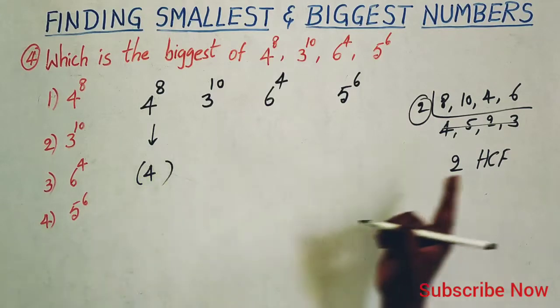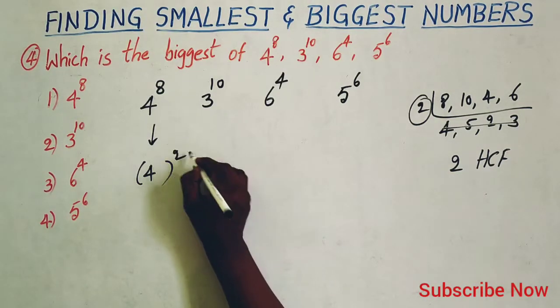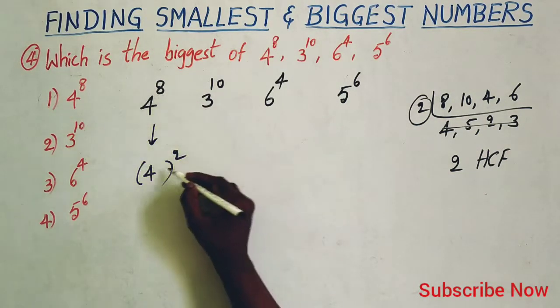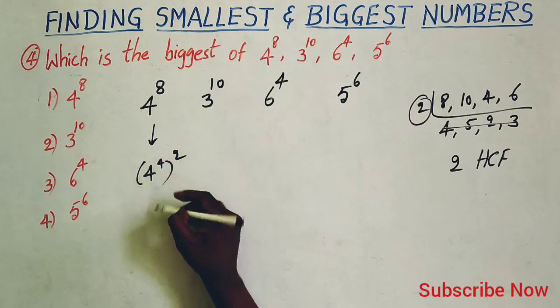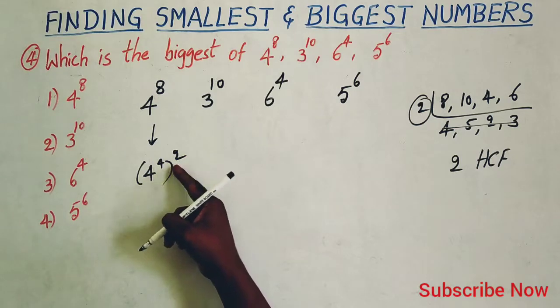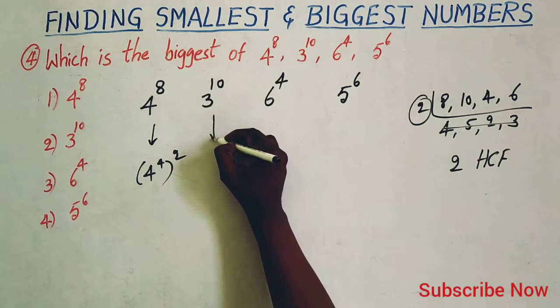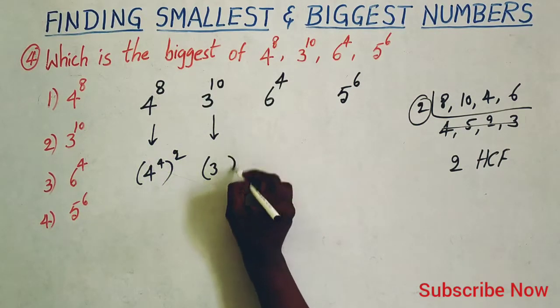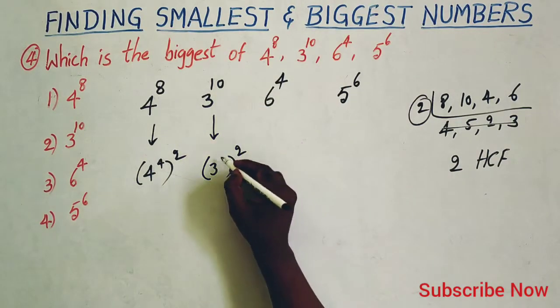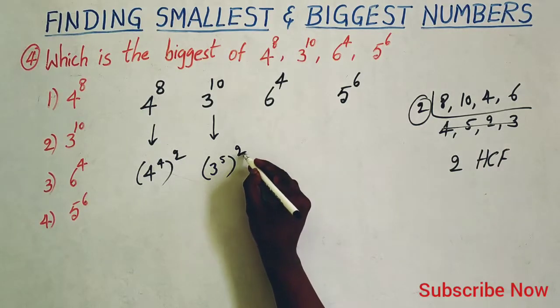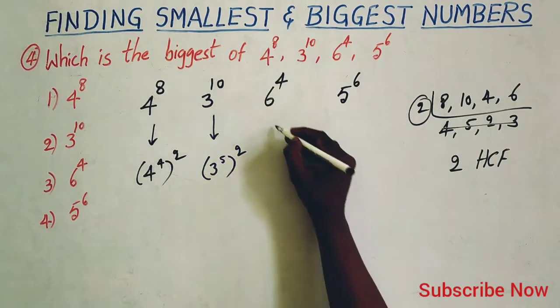Now 4 power HCF is 2. So we need 4 power 8. What should be here to make it 4 power 8? There should be 4. 4 into 2 is 8. Then it will become 4 power 8. In the same way, 3 power HCF is 2. We need 3 power 10. So if there is 5, 2 fives are 10, it will become 3 power 10.